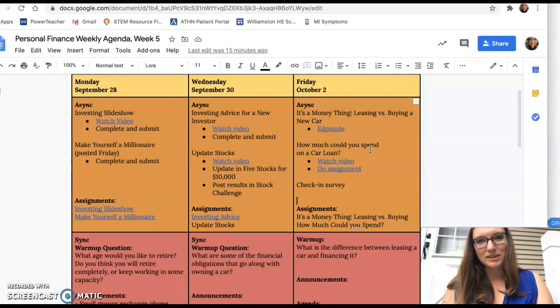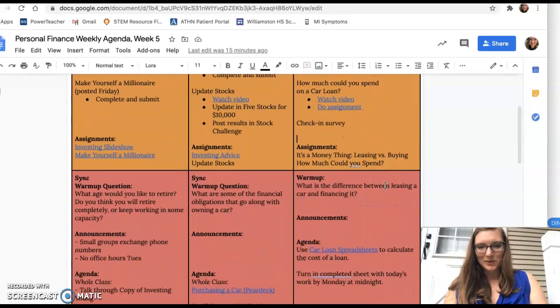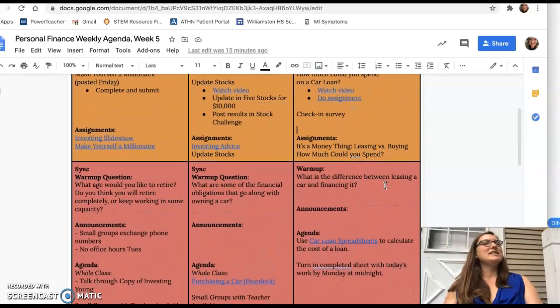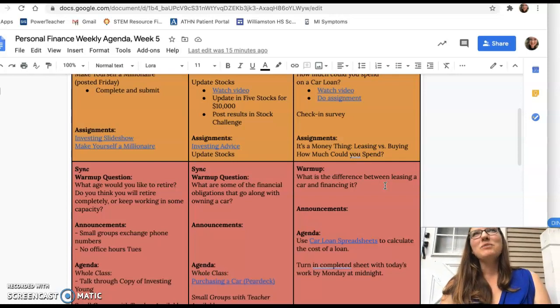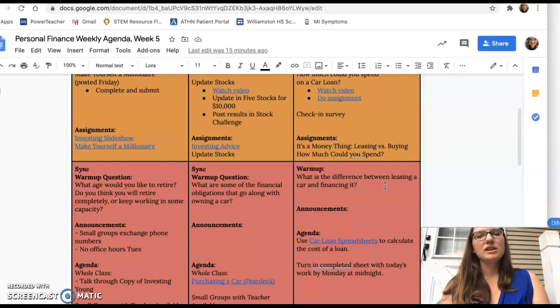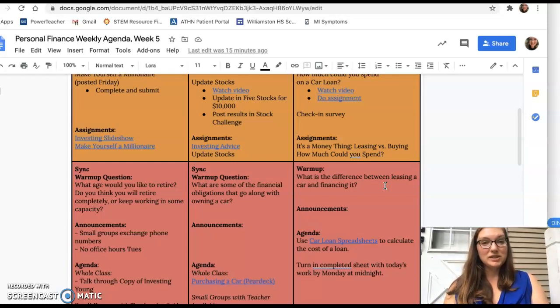What do you need to take into account with your own budget, as well as the financing options of buying a car. Then we'll finish up the week in the synchronous session with a new spreadsheet called Car Loan Spreadsheets, which is going to lead us into the next project for next week, called the Buy a Car Project, where you are going to be using spreadsheets to calculate interest on a loan and figure out what it would take to buy a used car versus a new car. And we'll talk more about that next week.